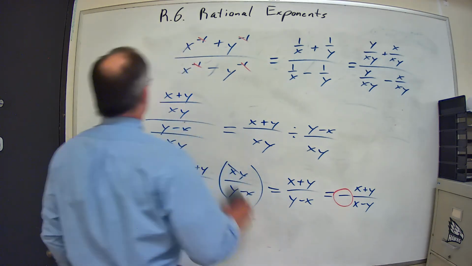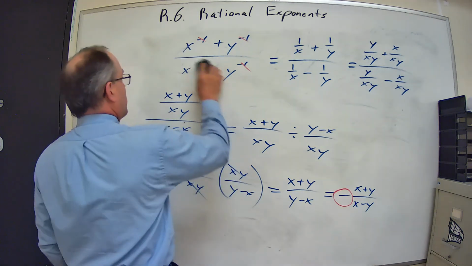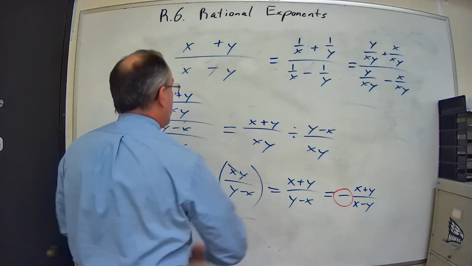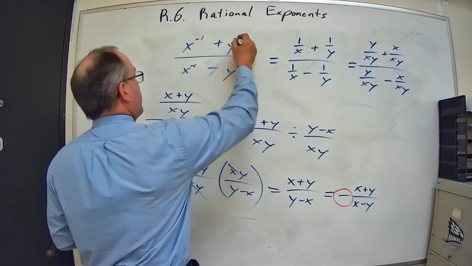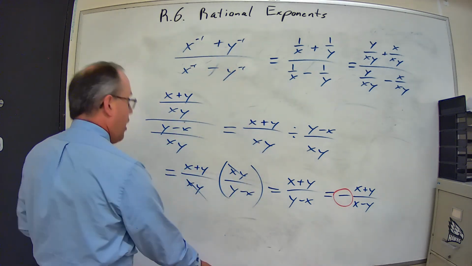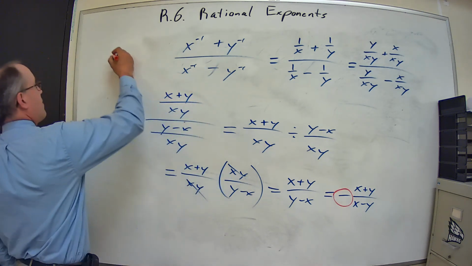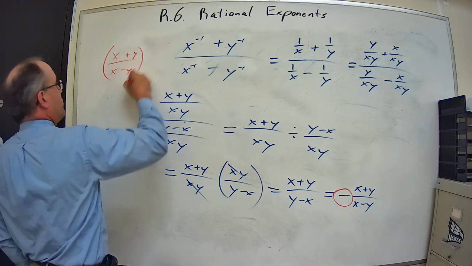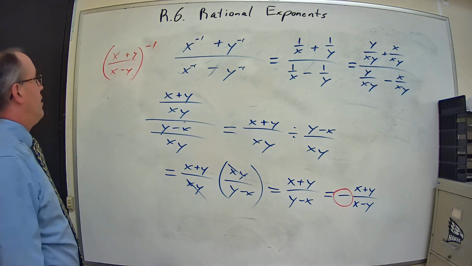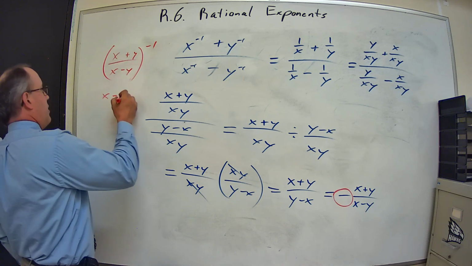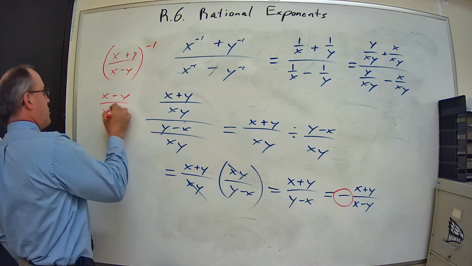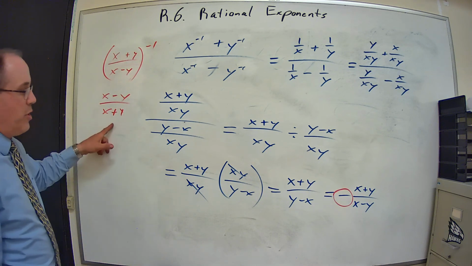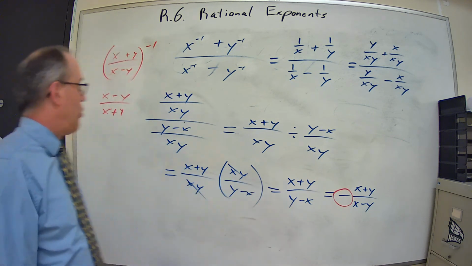Another common mistake, and I'll do this in red also. So let me put these back here as they were: negative 1, negative 1, negative 1, negative 1. The other common mistake is for me to go, oh, well, that's x plus y over x minus y to the negative 1, which means it's x minus y over x plus y. And again, we see that that is completely and totally wrong.